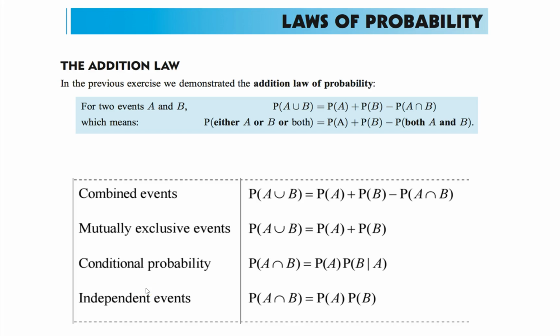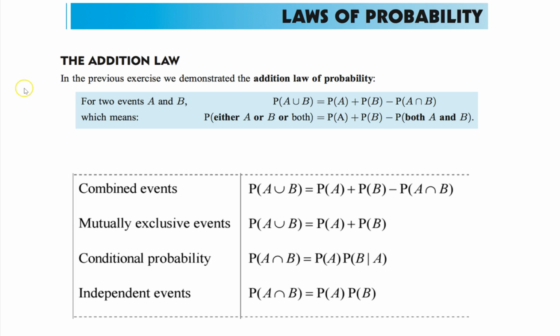Laws of probability. In this lesson, we're going to learn a couple new laws and then apply them to everything we just did. So we're going to apply them to Venn diagrams, tree diagrams, all that stuff. And the first law is the addition law, which states the probability of A or B equals the probability of A plus the probability of B minus the intersection, the probability of A and B.